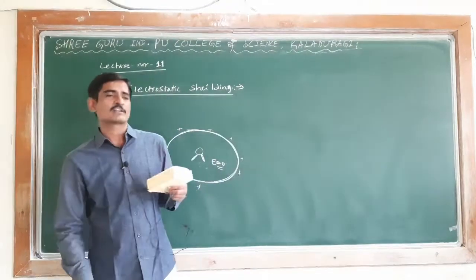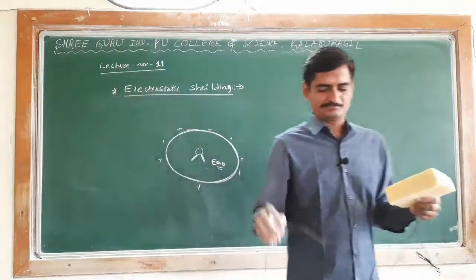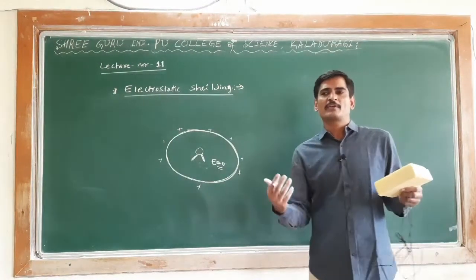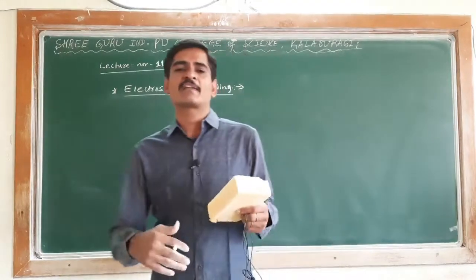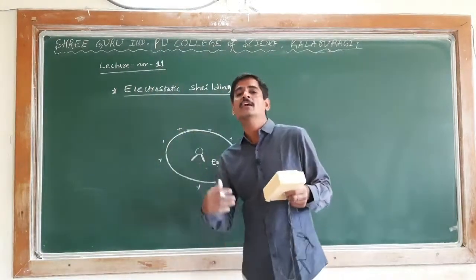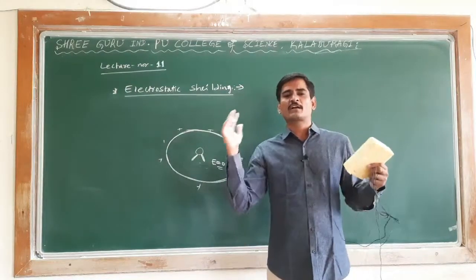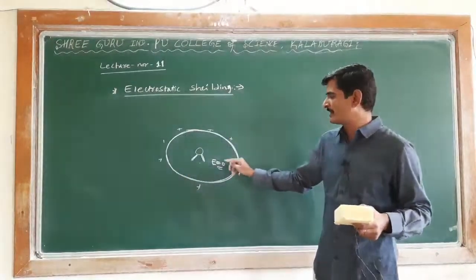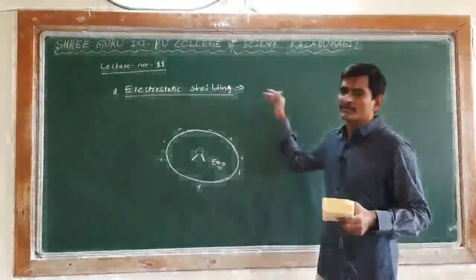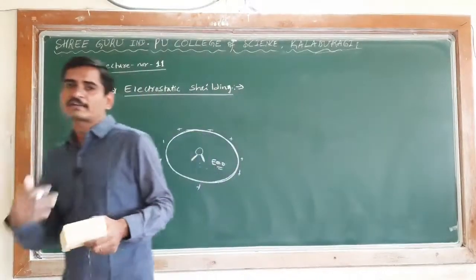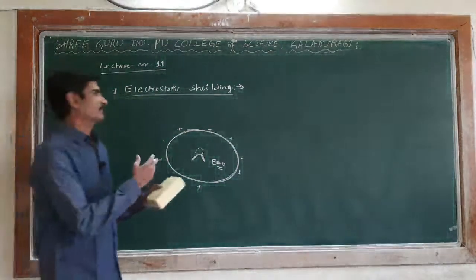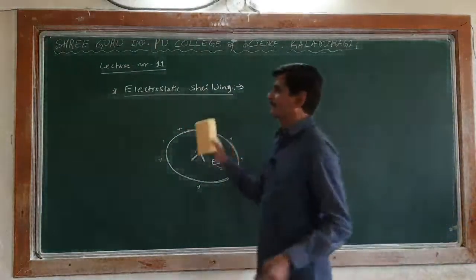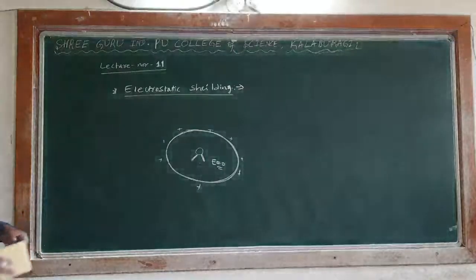thunderstorm, we have to remain inside the home, or if we are inside the car, we have to remain inside the car, and not come outside. The metal body of the car will behave as a hollow sphere, and it will protect us from the thunderstorm. So that is called electrostatic shielding. Understood? This is the next concept we will study in the next classes.